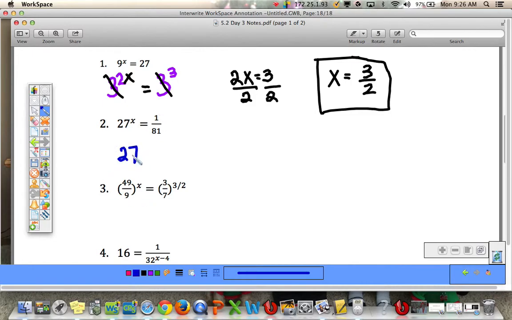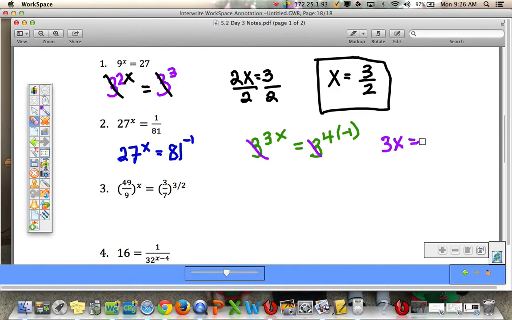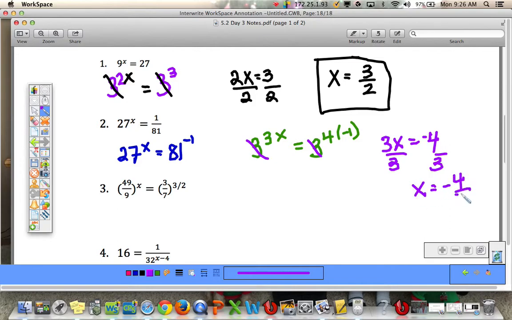Another way that you can write this is 27 to the x equals 81 to the negative 1 power, just so we flip it so we don't have a fraction. We can rewrite 27 as 3 to the 3rd power, and we can rewrite 81 as 3 to the 4th power. The bases are the same, so you ignore them, and we get 3x equals negative 4. Divide each side by 3, so x is negative 4/3.